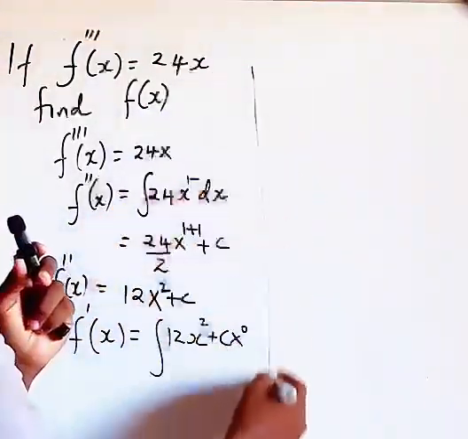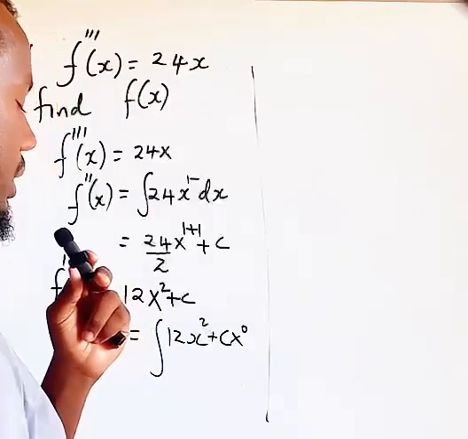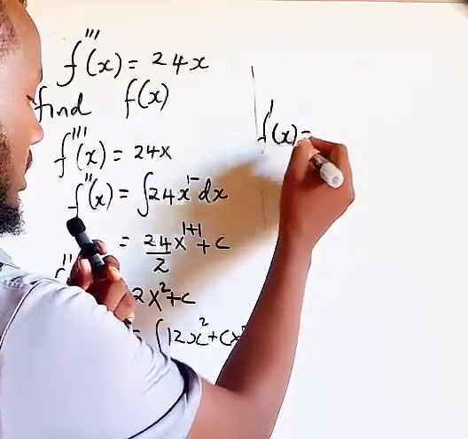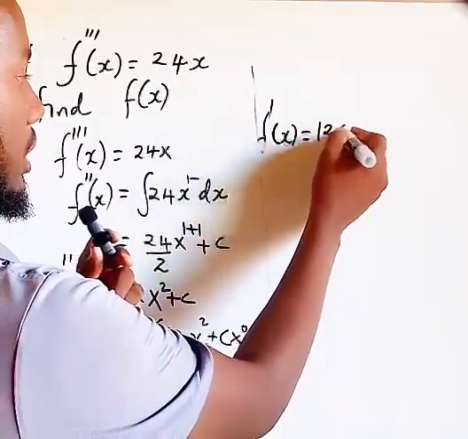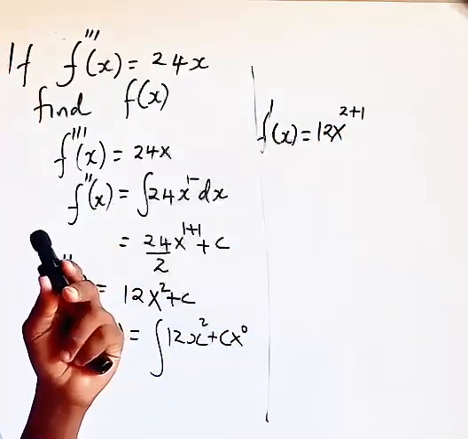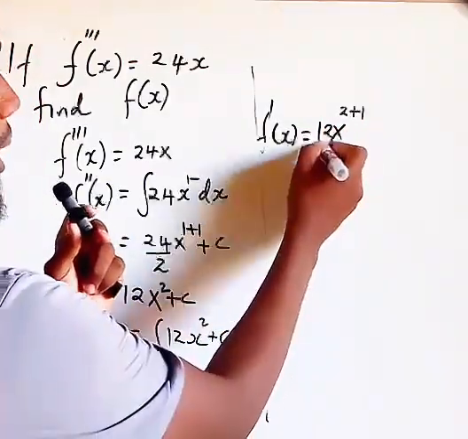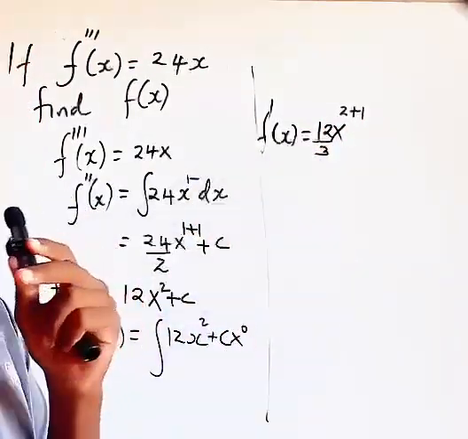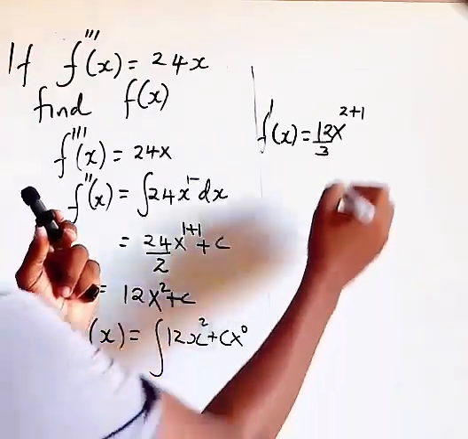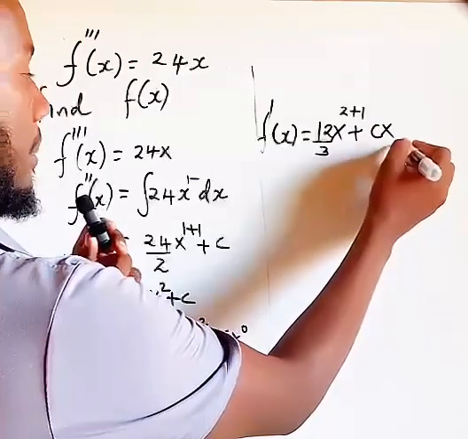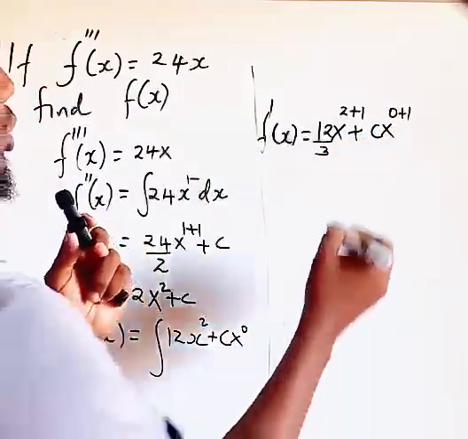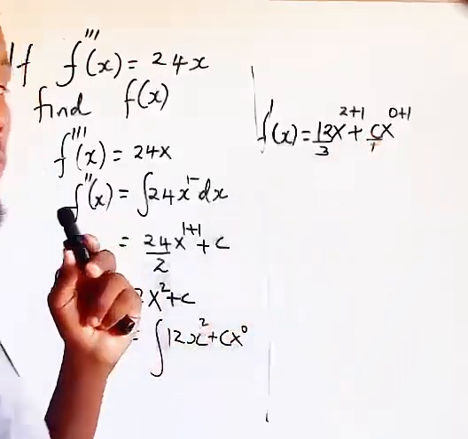So what we are going to have is f prime of x is the same as 12x. The power of x increases by 1, so we'll have 2 plus 1. The overall power, which is 3, is divided by the coefficient of x. And then for this one, the power of x, which is 0, increases by 1. 0 plus 1 is just 1. We divide by the coefficient of x.